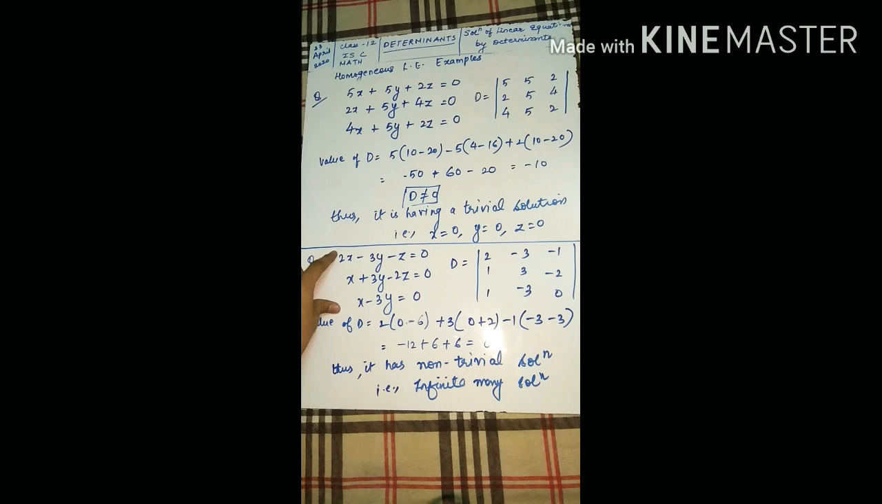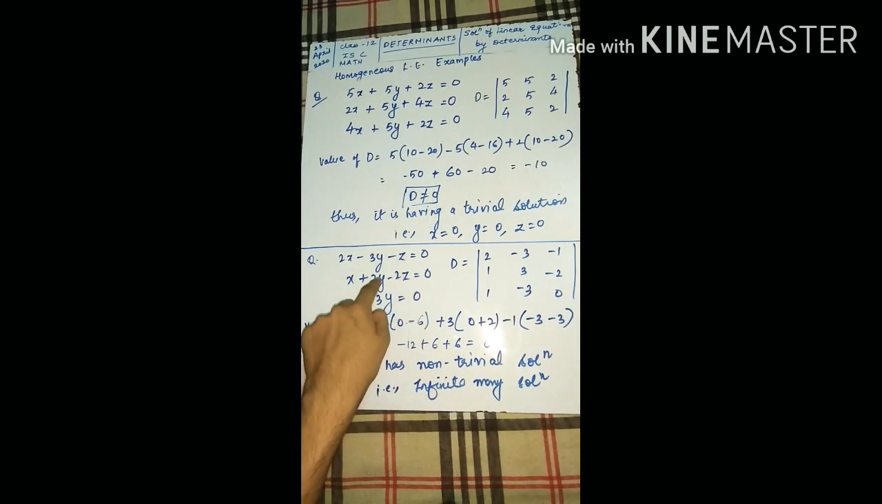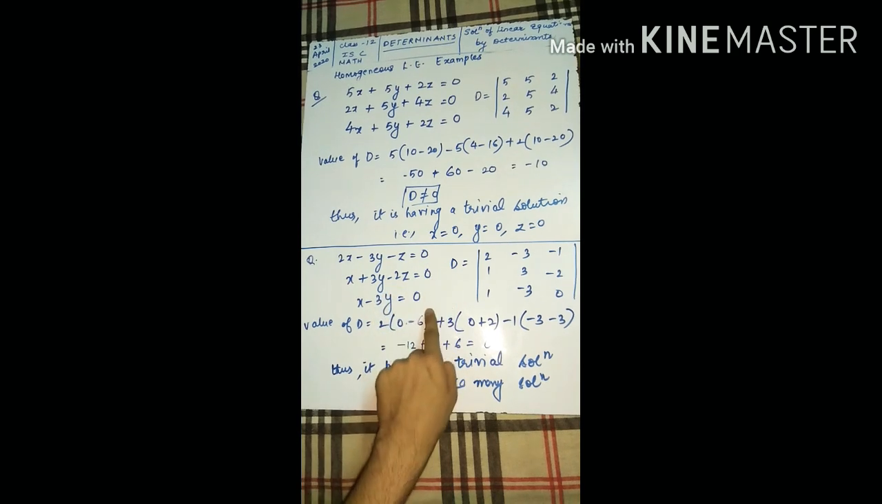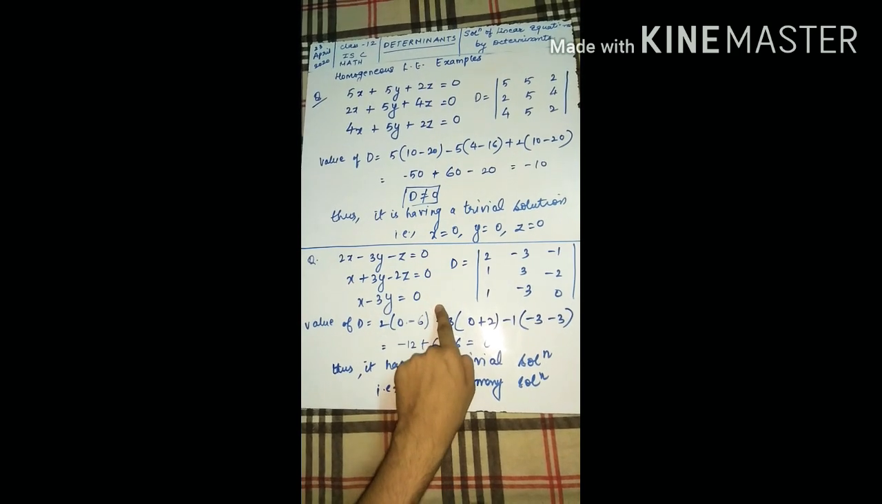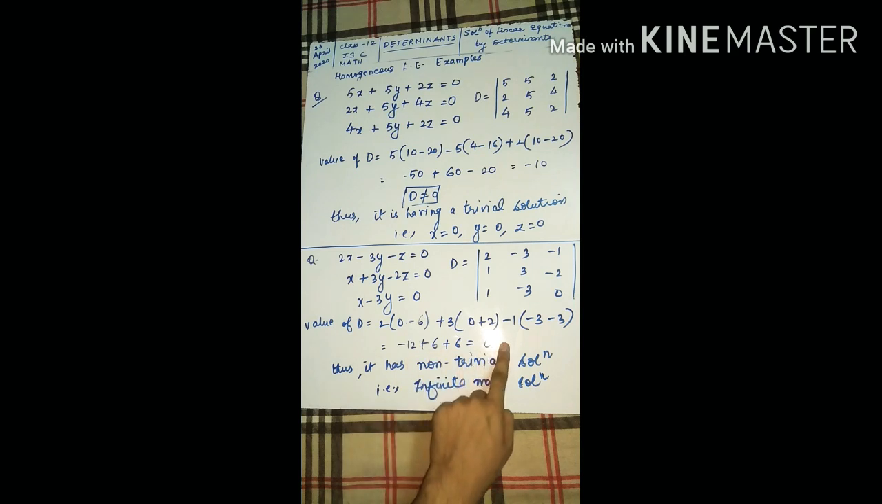Now let us come to the next example, example D. This is a homogeneous equation, because there is no constant value, and also the right side is equal to 0. From here I have calculated the value of D, and D is coming 0. Now it is a non-trivial solution. This is the second condition. We have seen that if D is equal to 0, then it has infinitely many solutions.